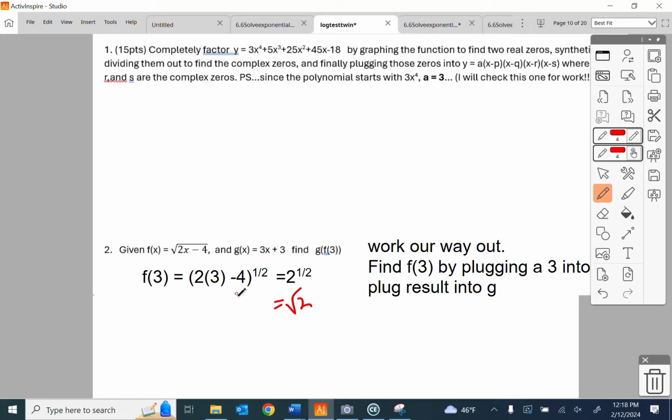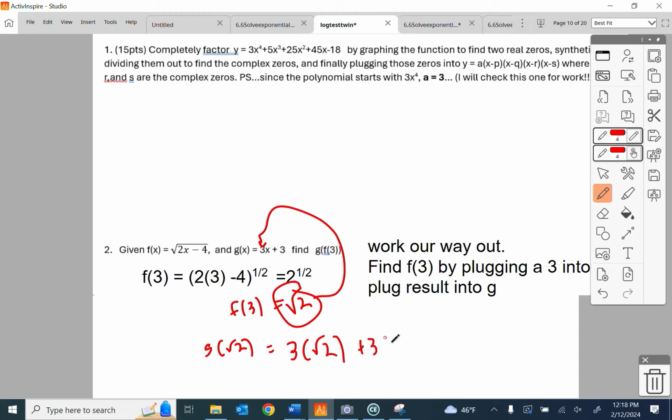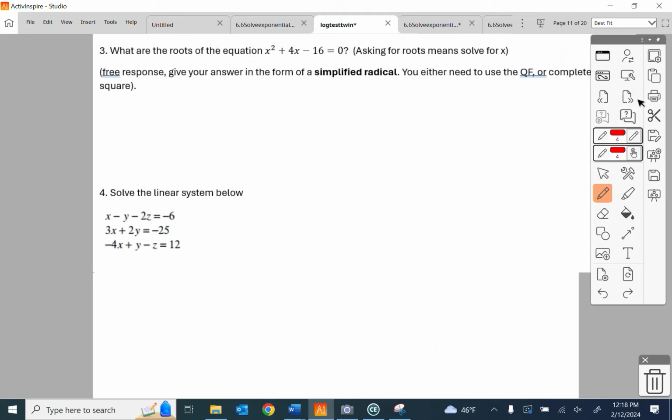That was f of 3. And now I'm going to plug that result into g. So I'm going to take that root 2 and put it right there at that x. So g of root 2 is going to be 3 times root 2 plus 3, which is quite simply 3 root 2 plus 3. That's all there is to it. Don't overthink it. Don't underthink it.